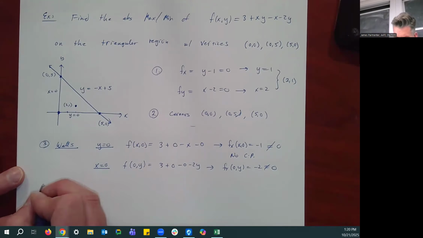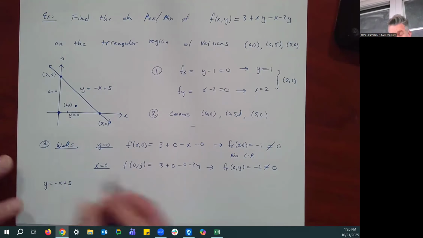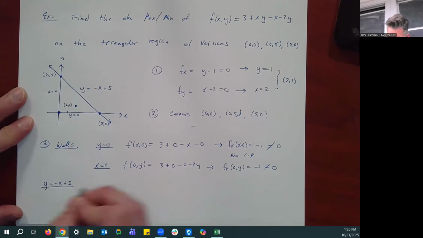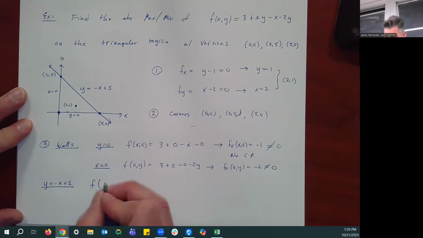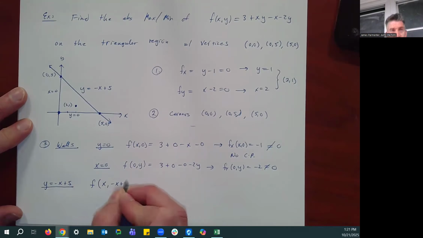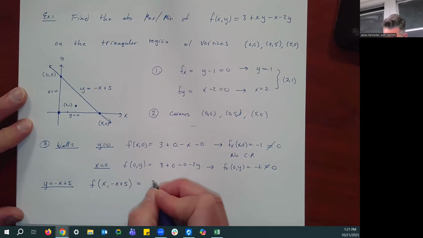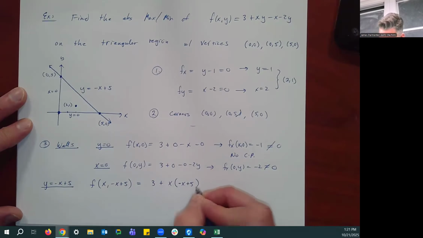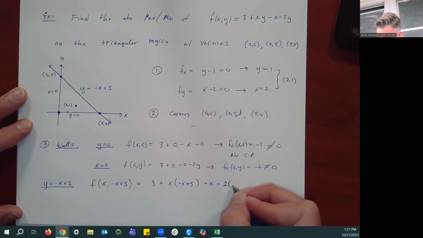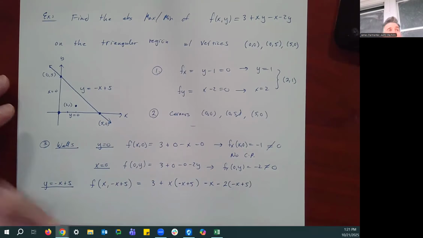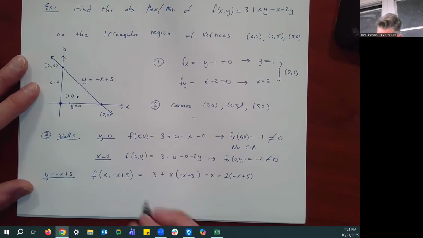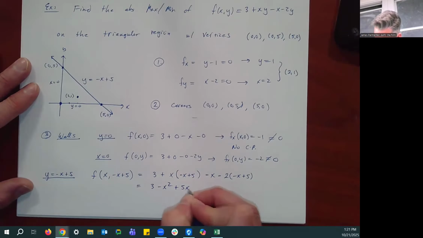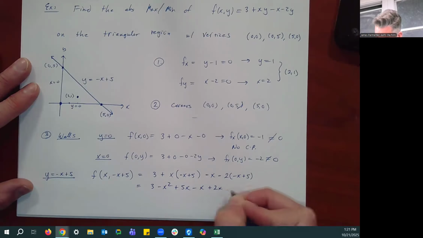Along our third wall, which is y equal to -x plus 5, you're literally going to replace y with -x plus 5. So our function becomes f of x comma -x plus 5. We plug in and get 3 plus x times y, but y is -x plus 5, minus x minus 2 times y, but y is -x plus 5. I do think we should simplify this before we find the derivative. So we write this as 3 minus x squared plus 5x minus x plus 2x minus 10.